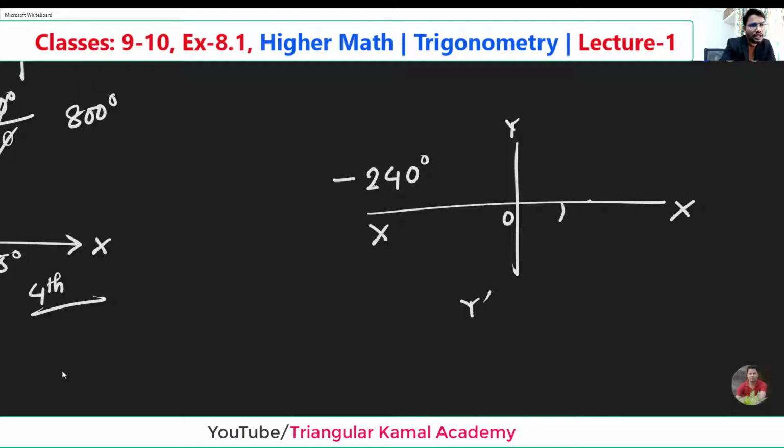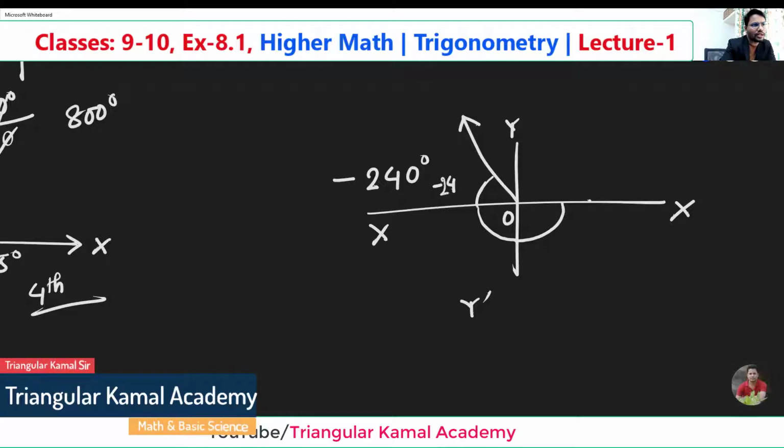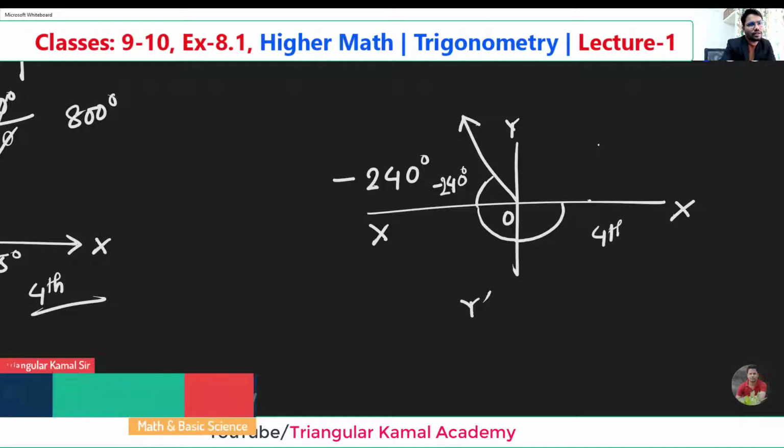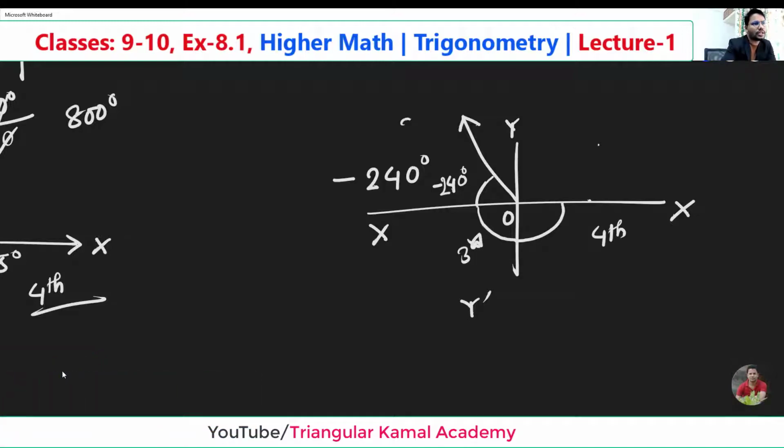So first 90 done, and 180 done, and 270 done. This is not 270, so 180, 180 plus 180 plus 60, that means in this quadrant this one will be. So here total this angle, now this angle is minus 240 done. So now this is the fourth quadrant, and then this one is the third quadrant, and this is the second quadrant, this one is the first quadrant. So minus 240 lies in the second quadrant.